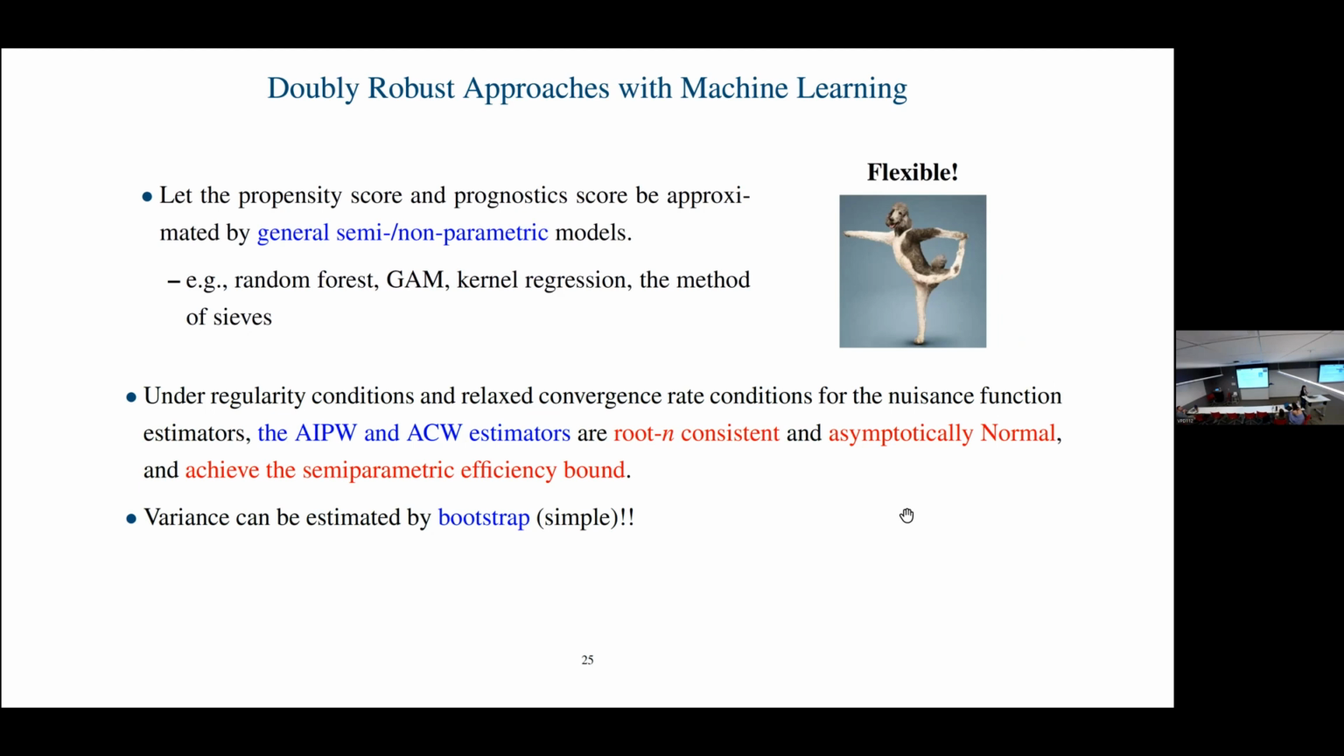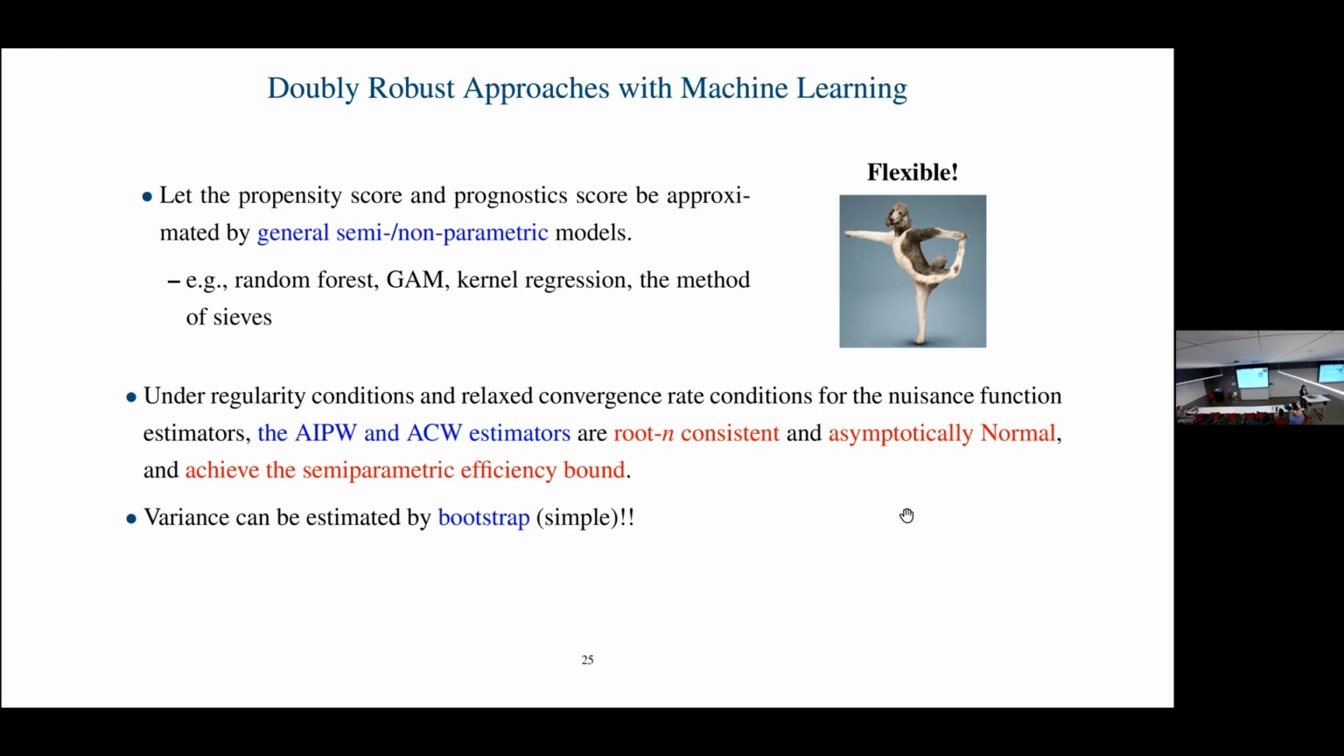So you worry that if we use very flexible models for the propensity score and the prognosis scores, we may not get the inference result, right? But the double robust estimator has the advantage that we can have very relaxed conditions for the convergence rate for the nuisance parameter estimate. And in the end, the AIPW estimator or the ACW estimator can still return root-n consistency and asymptotic normality. So you can still construct confidence intervals and control the type 1 error, and so on and so forth.